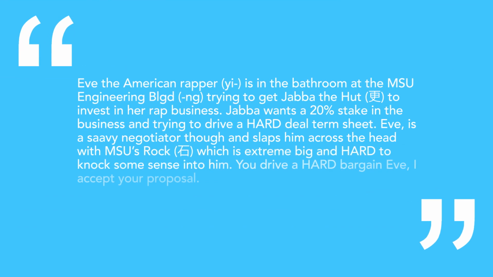Nick Sims on Make a Movie for 硬, which means hard as in compared to soft. Eve, the American rapper, is in the bathroom at the MSU engineering building trying to get Jabba the Hutt to invest in her rap business. Jabba wants a 20% stake in the business and is trying to drive a hard deal term sheet. Eve is a savvy negotiator, though, and slaps him across the head with MSU's rock, which is the shi component, which is extremely big and hard, to knock some sense into him. "You drive a hard bargain, Eve. I accept your proposal." And so, yeah, I think that this is good.